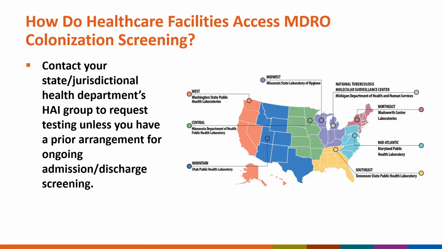If you are in the Mid-Atlantic region, so Pennsylvania through South Carolina, then you're going to be requesting testing through us at the Maryland Public Health Lab because we are your regional laboratory. If you are located in Maine through New Jersey, then you will be going through the Wadsworth Center. In the coming years, as some additional public health labs may be bringing on colonization screening, that may change, but that's why it's so important to first and foremost go through your state jurisdictional HAI group to request testing. Next slide, please.